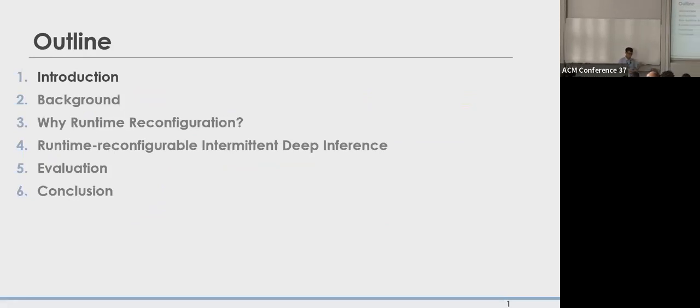Let me briefly introduce my slides. First, I will introduce what an intermittent system is and why efficient intermittent inference is important but challenging. Then I will talk about some background on why runtime reconfiguration is necessary for intermittent deep inference. And then I will propose our approach, called DIBEL, which dynamically reconfigures the intermittent inference engine to maintain a balance under dynamic power conditions. Then I will present some experiment results and conclude the talk.